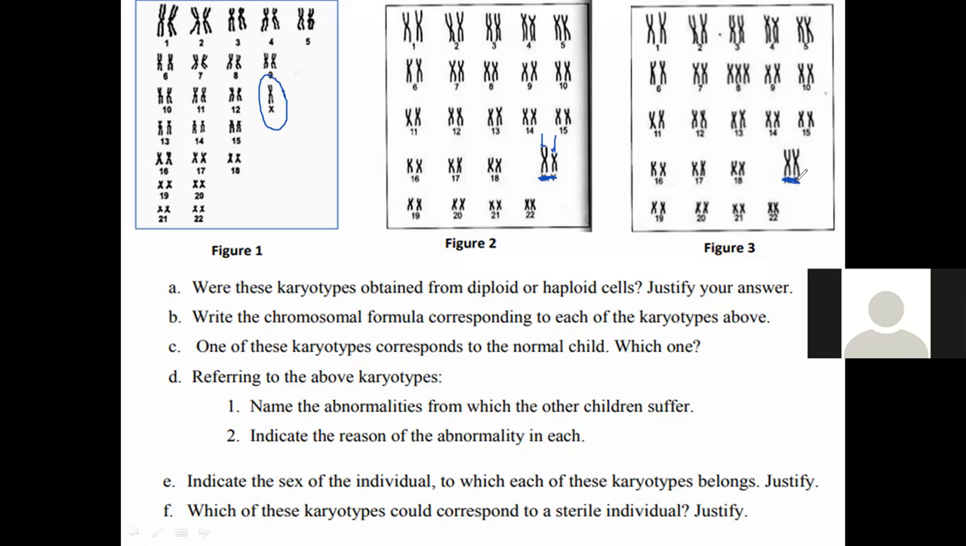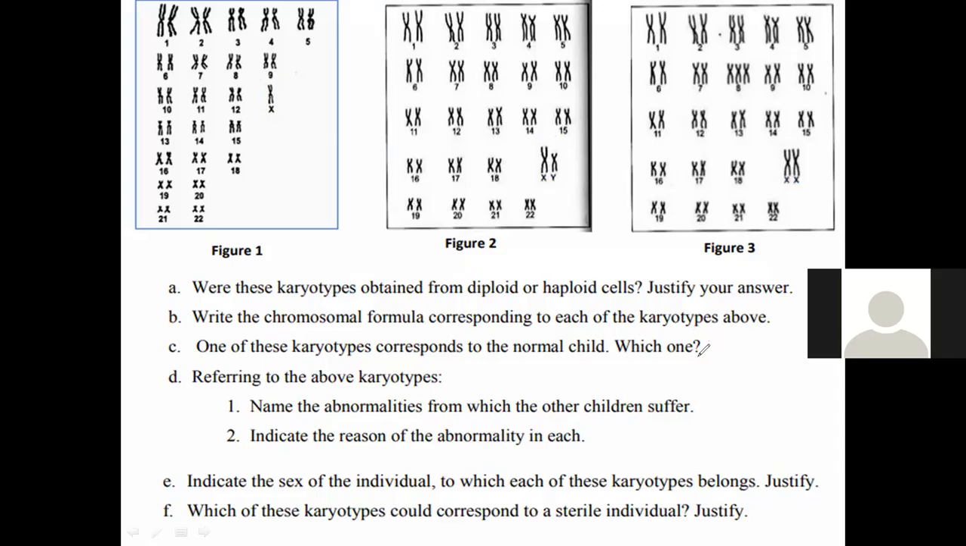One of these karyotypes corresponds to the normal type. Which one? It is figure 2, since 2n equal 46, comma, XY. Referring to the above karyotypes, name the abnormality from which the other children suffer. In figure 1, the children suffer from Turner syndrome, while in figure 3, the children suffer from trisomy 8.